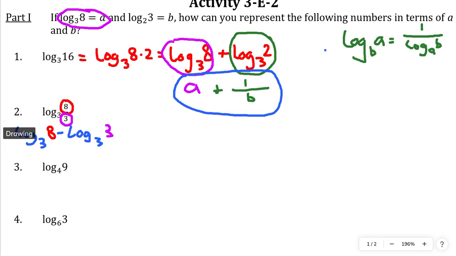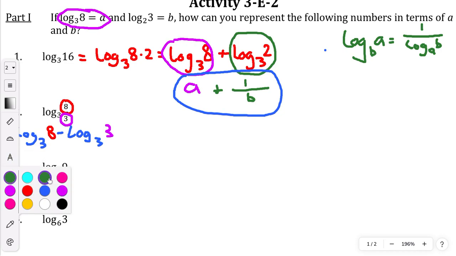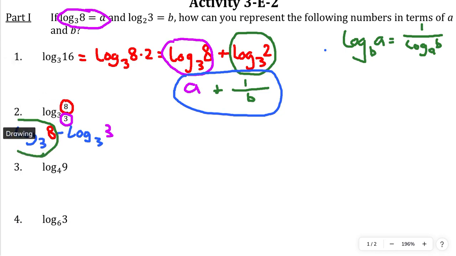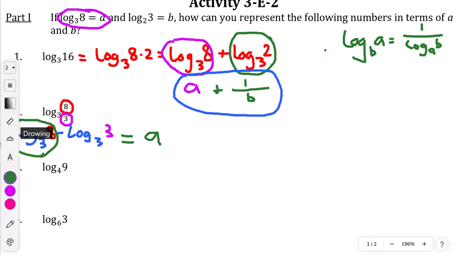Now, we're not done yet. Let's finish this here. So this one right here is clearly a. All right. Okay, so this equals a. And then what about this one over here? What's log of 3 base 3? 3 to what number is 3?